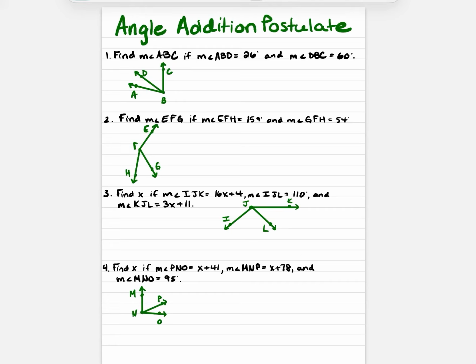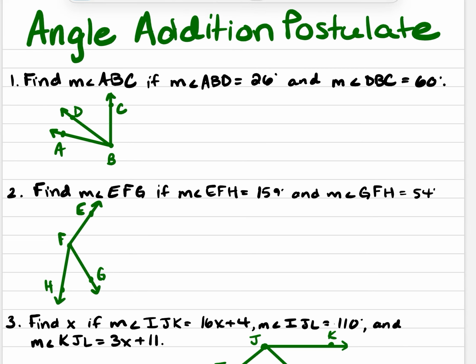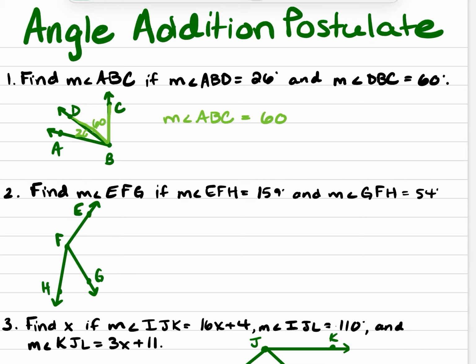Hi everyone, in this video I'm going to talk about the angle addition postulate. So define the measure of angle ABC, which is the largest angle there, if the measure of angle ABD is 26 and the measure of angle DBC is 60. If we know two pieces, ABD is 26 and DBC is 60, well, the measure of angle ABC is the sum of both of those smaller angles. So 60 plus 26, the measure of angle ABC is 86 degrees.